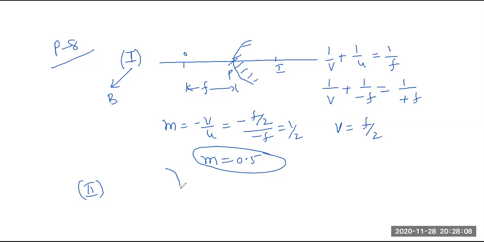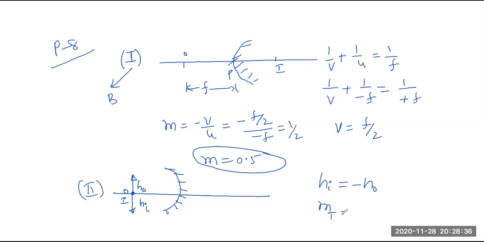If any object is placed at the center of curvature, an image is formed at the center itself. So if the object is of height 1 cm, the image will be of the same size, formed there only, but inverted. This is the height of the object, and this is the height of the image. But the height of the image is opposite to that of the object. So magnification will be -1.